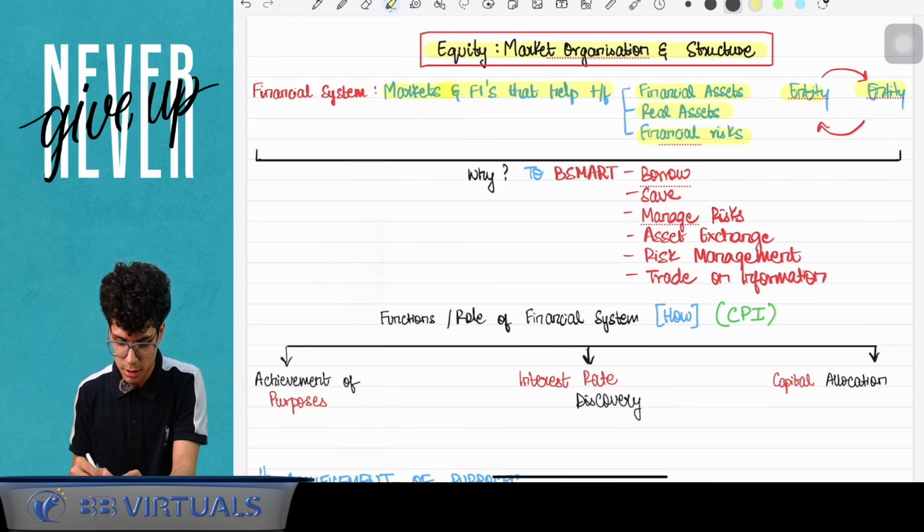So what is a financial system? A financial system is a network of markets and financial intermediaries that help to transfer financial assets, risks and real assets from one entity to another.